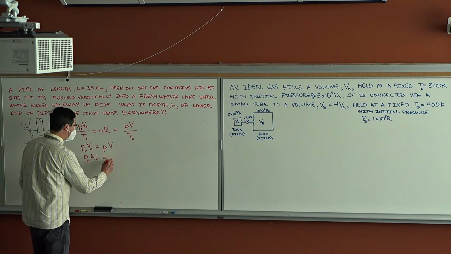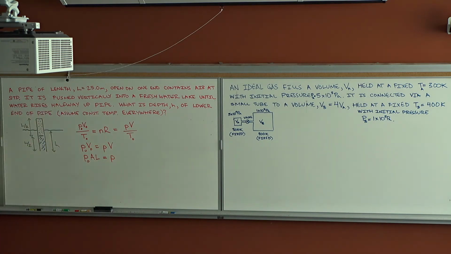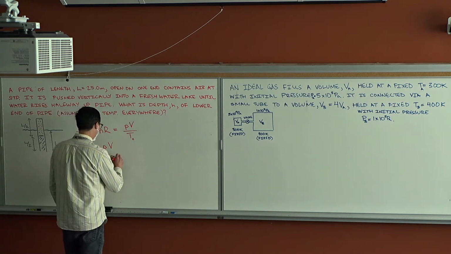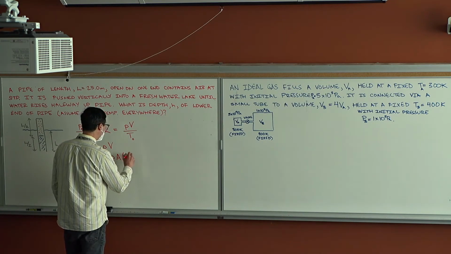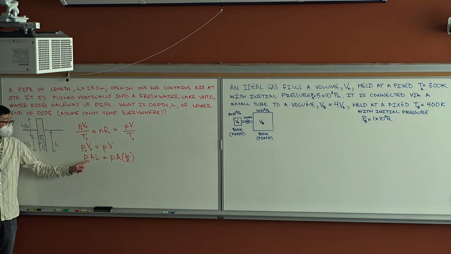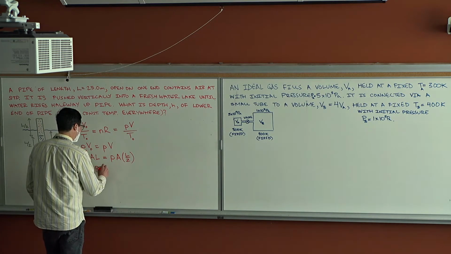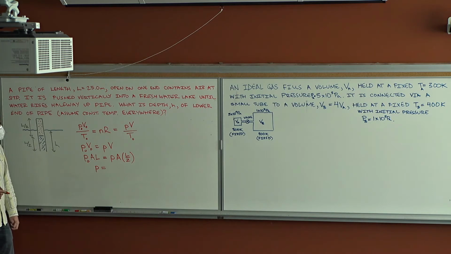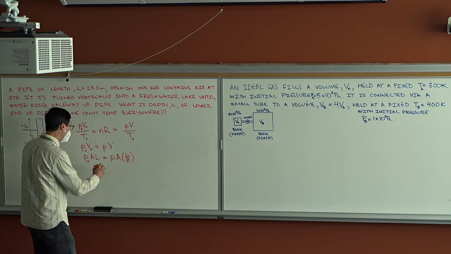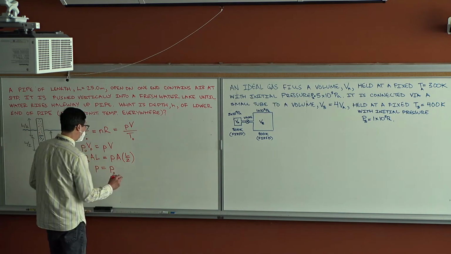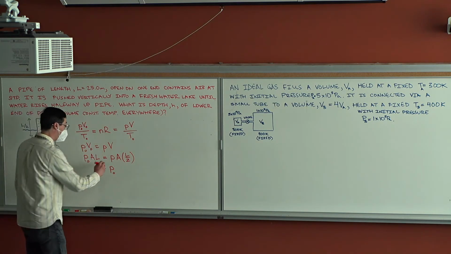Afterwards, we have some new pressure, P. And what is the new volume? A times L over 2. Excellent. A times L over 2. Nice thing that happens here is that A cancels, which is good because we didn't tell you the cross-sectional area, we just told you the length of this pipe. And so we can say that the new pressure, P, is going to have to be P naught, well, the L's go away, the A's go away, times 2.